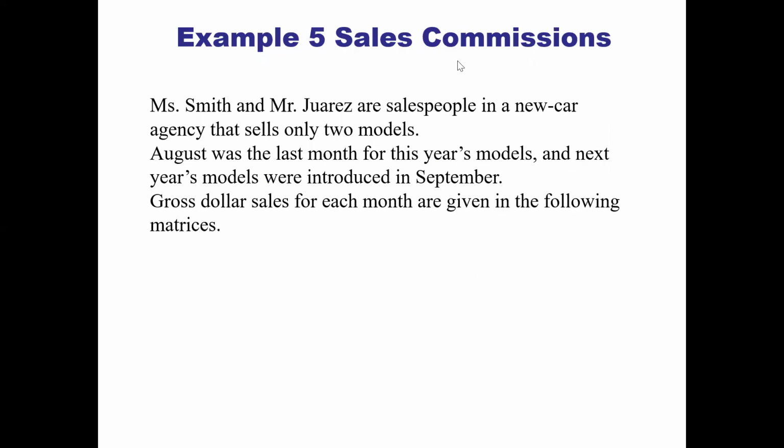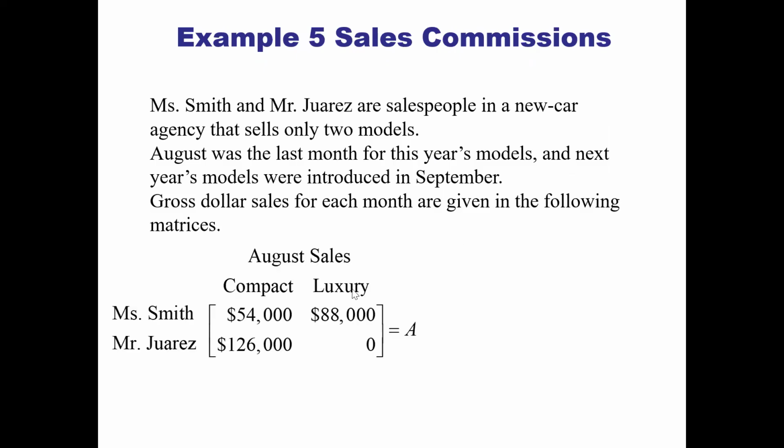So let's look at this one, sales commissions. Ms. Smith and Mr. Juarez are salespeople in a new car agency that sells only two models. August was the last month for this year's models, and next year's models were introduced in September. Gross dollar sales for each month are given in the following matrices. So compact and luxury, Ms. Smith, Mr. Juarez. So this is going to be our matrix A.